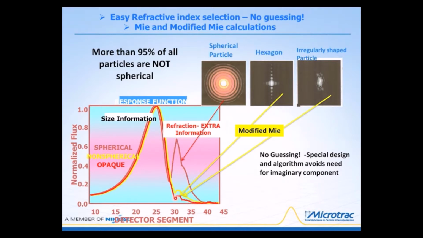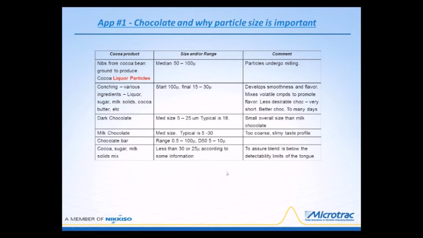And I just do want to mention that we use Mie scattering or modified Mie scattering across the entire range of the instrument. We do not use any Fraunhofer calculations because there are errors in that, even in some of the larger particle sizes. So this is why we have spherical particles and why we have calculations for irregularly shaped particles. Now, I've got a few applications I want to talk to you about, and there is a point behind each one of these.